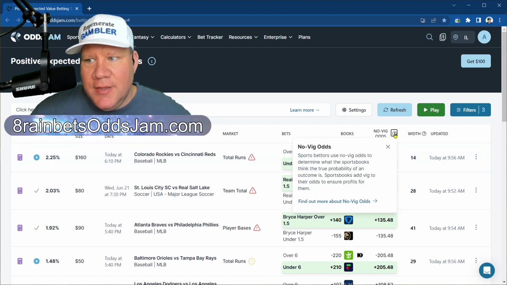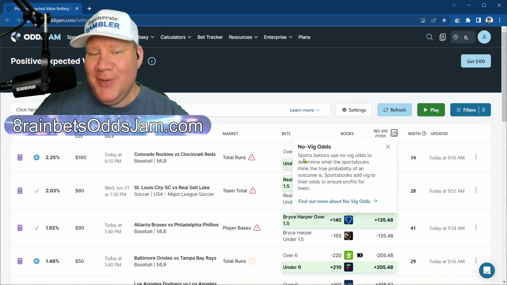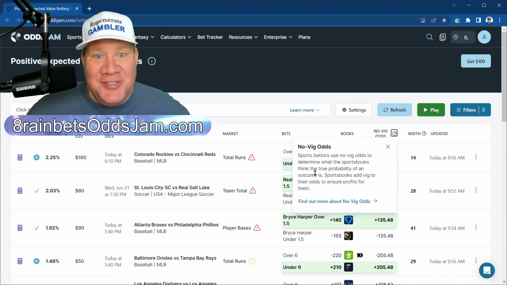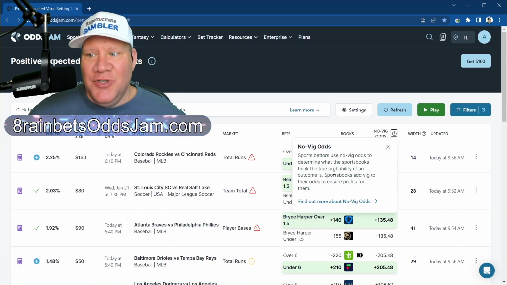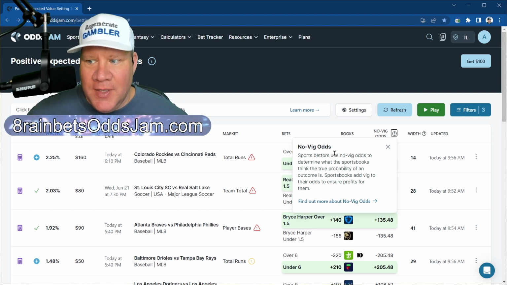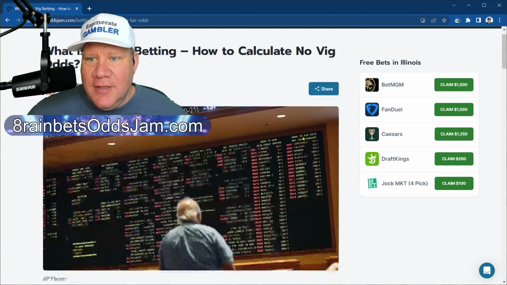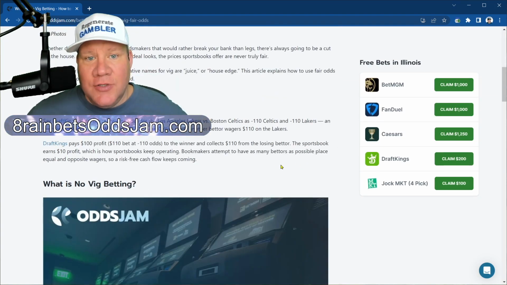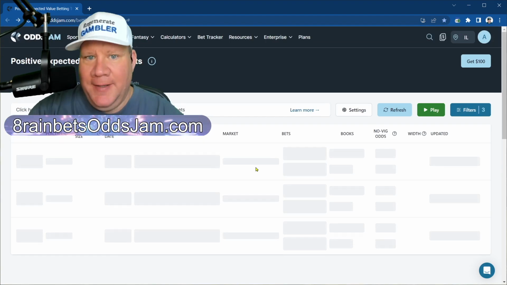Okay, so if we look at this, we can see the explanation, and I hate when people do the Merriam-Webster's dictionary does blah blah blah, but you know what, we're going to do it anyway. So the OddsJam No-Vig odds dictionary says sports bettors use No-Vig odds to determine what the sports books think the true probability of an outcome is. Sports books add vig to their odds to ensure profits for them. You can find out more about No-Vig odds. Why don't we do that? Let's click on it. There's a link and an article, which I'll link in the show notes, to No-Vig odds and what it all is. And so that's all fine.